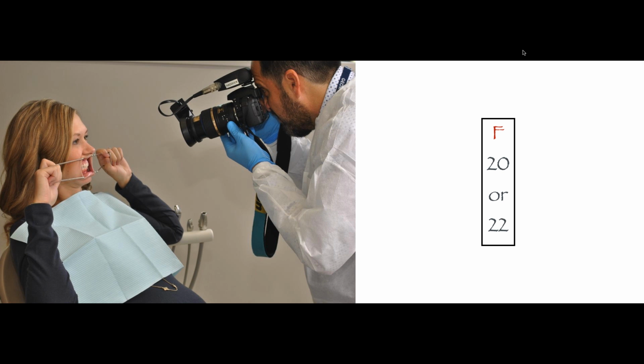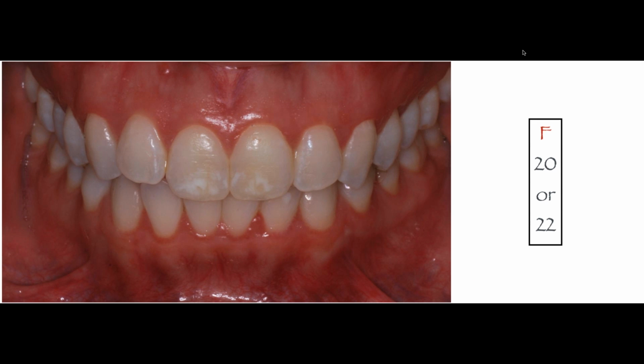So I dry the teeth, and look at the distance: 50 centimeters away, 20 to 22 on my f-stop. I take the shot, and this is the photo. Now, since I'm 50 centimeters away, you can see that I can view centrals, laterals, canines, bicuspids, and molars. I have a view of the whole maxillary and mandibular arch and the facial aspects of all premolars and molars. So this is why I'm not so close to my patient.